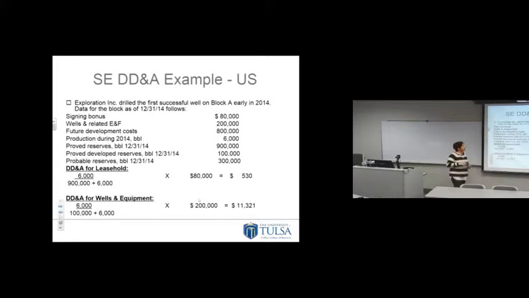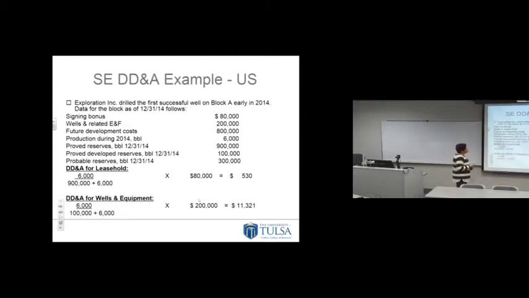Successful efforts under U.S. GAAP. Exploration, Inc. drilled the first successful well on Block A early in 2014. And here's the data at the end of 14. We had a signing bonus on the books, capitalized at $80,000, wells and related equipment and facilities of $200,000. We still have to develop the field, and to develop the field, we expect to spend another $800,000. I know the amounts are low, but just take them as an example.